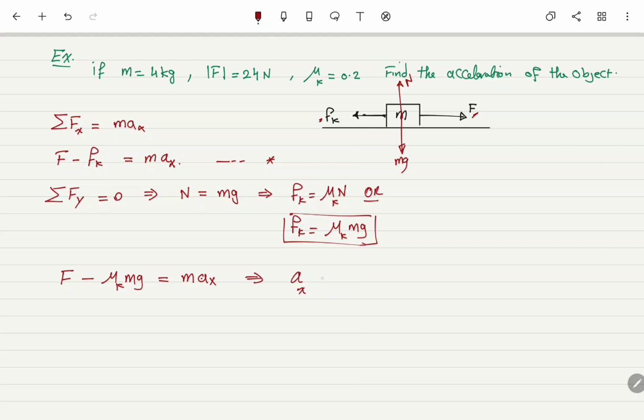ax equal to F minus mu k mg, divided by m. In this case, ax is equal to 24 minus 0.2 multiplied by 40, which is 4 times 10, divided by 4, which is equal to 4 meters per second squared. Another example.